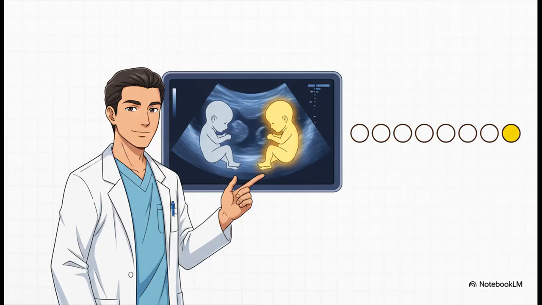And just when you thought it couldn't get more specific, it does, especially with multiple babies. When you have a complication with twins or triplets, it's not enough to just code the problem. You have to use a seventh character to pinpoint exactly which fetus is affected. Fetus 1, fetus 2, and so on. It's absolutely vital for accurate clinical documentation.